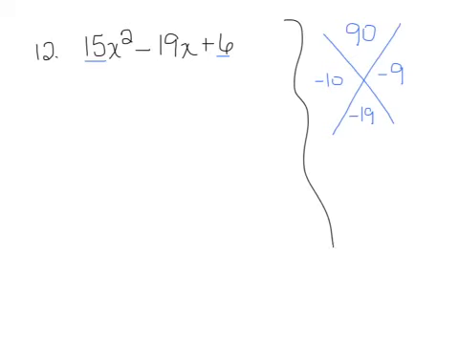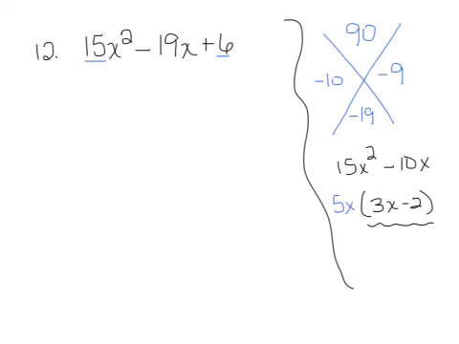So I come over here in my scratch work and I look at 15x squared minus 10x. And if I look to see what they have in common, I can factor out at least a 5x. And what do I have left? I have 3x minus 2. So the 3x minus 2 is going to be one of my factors.